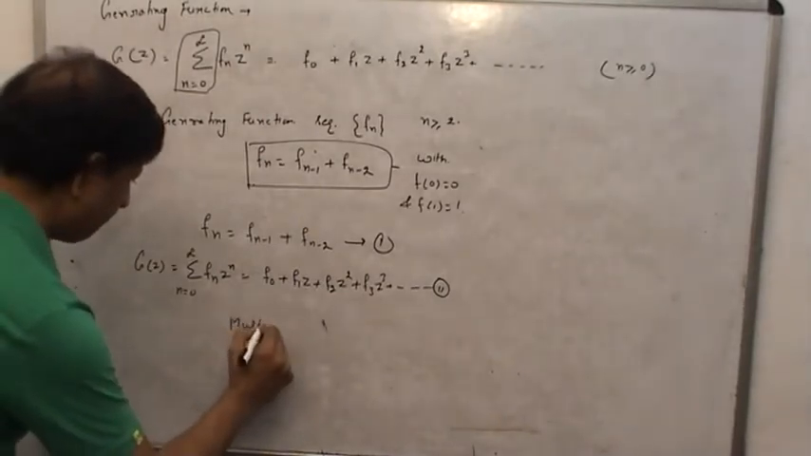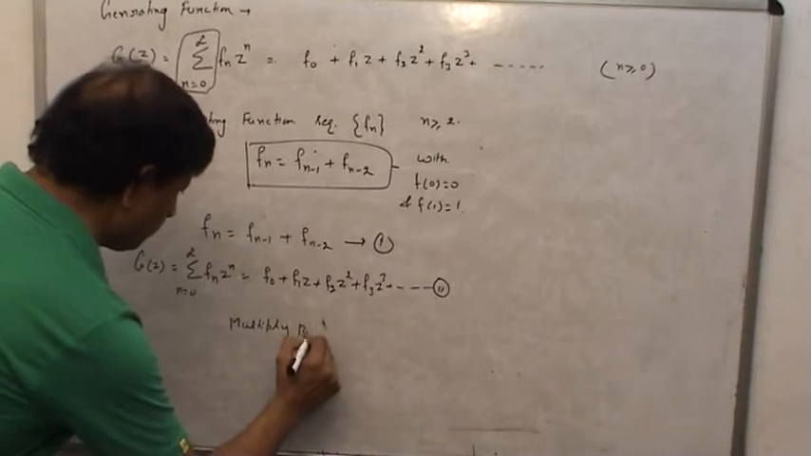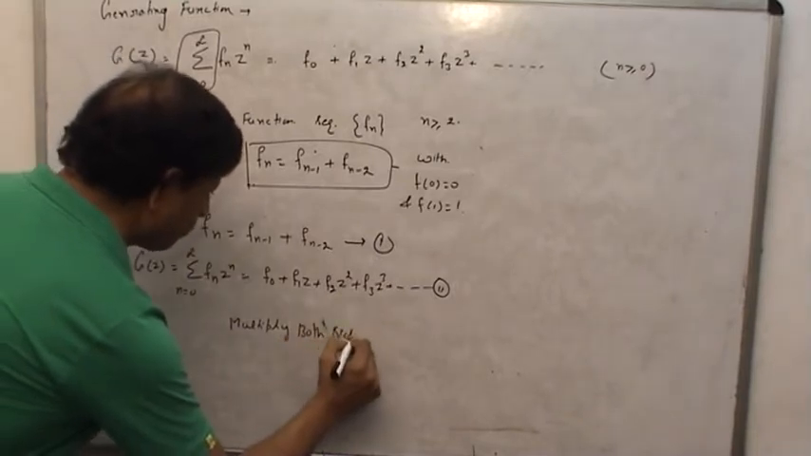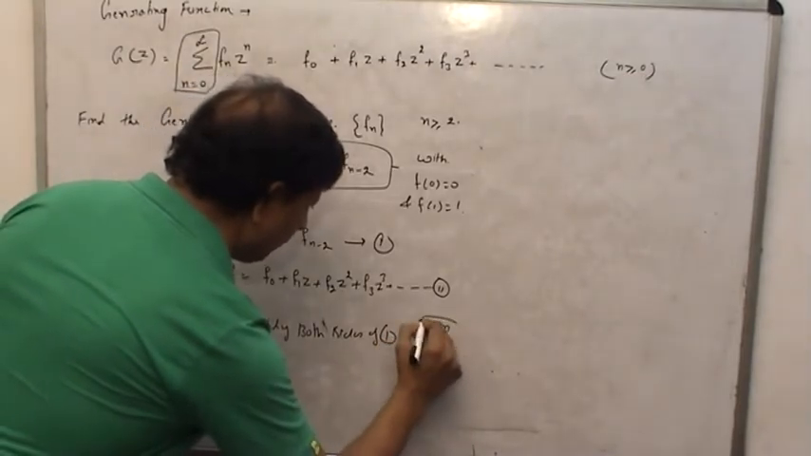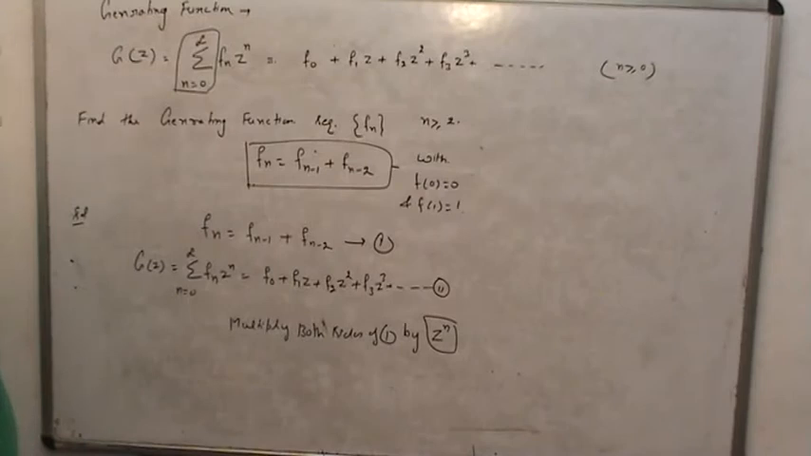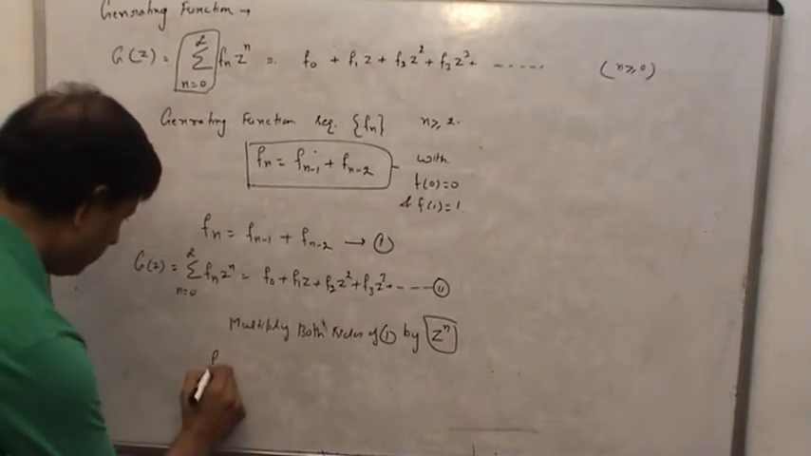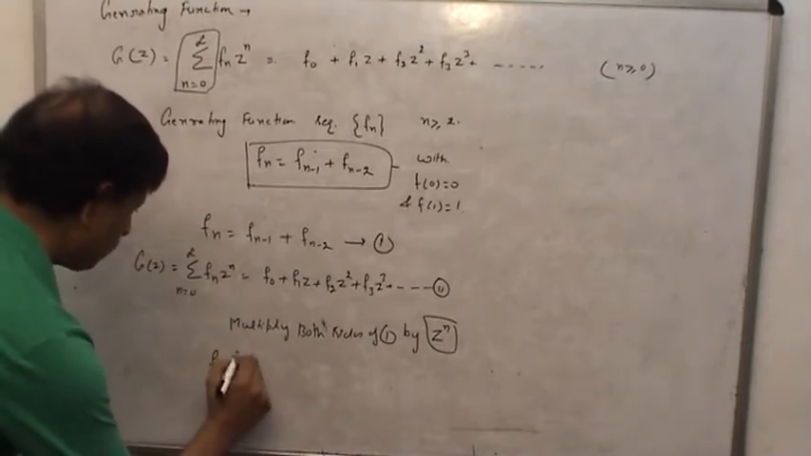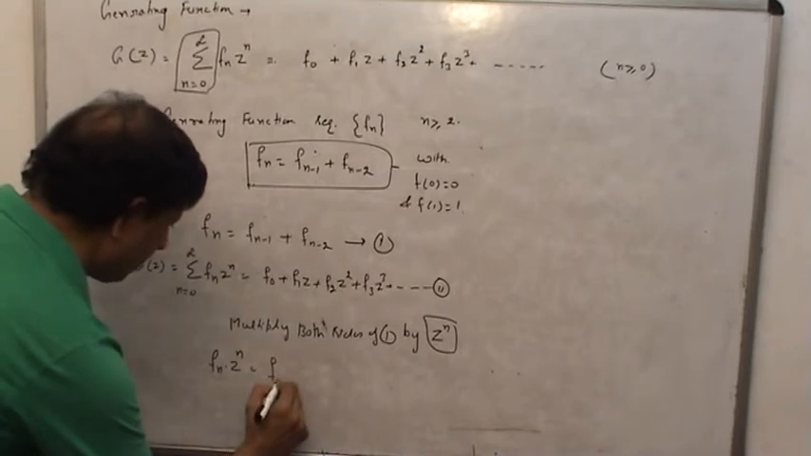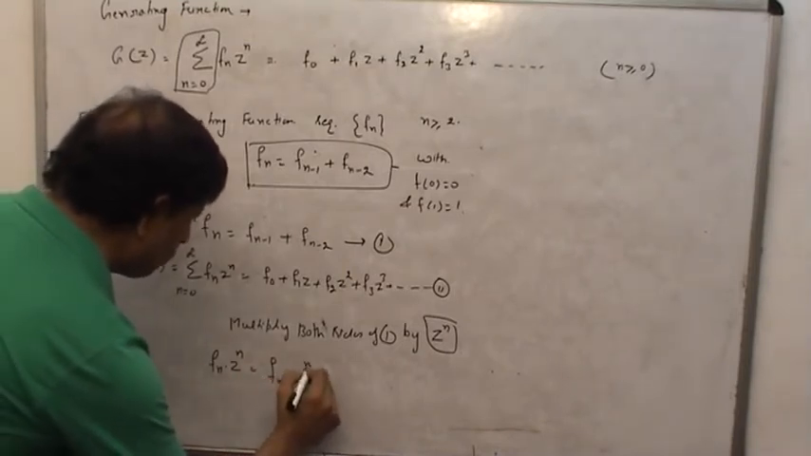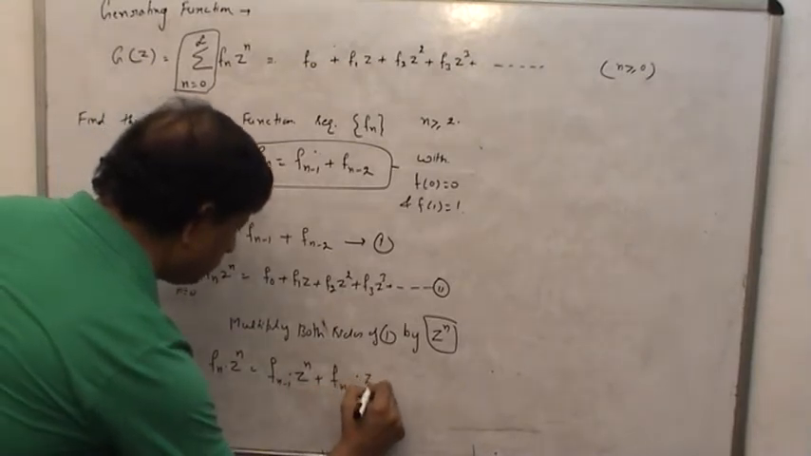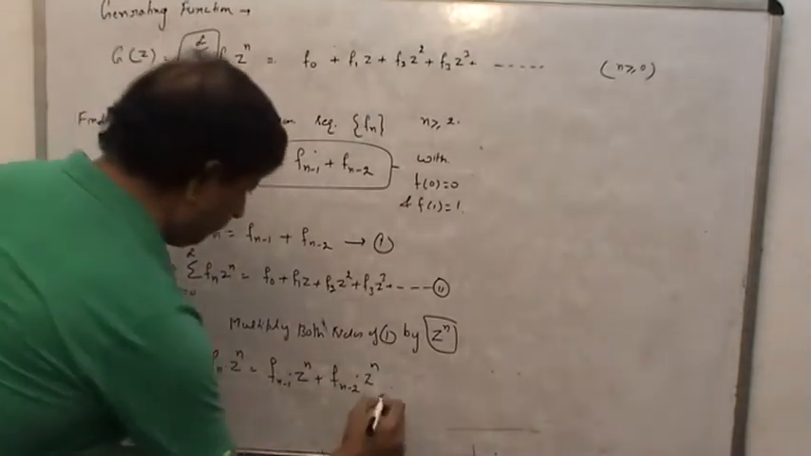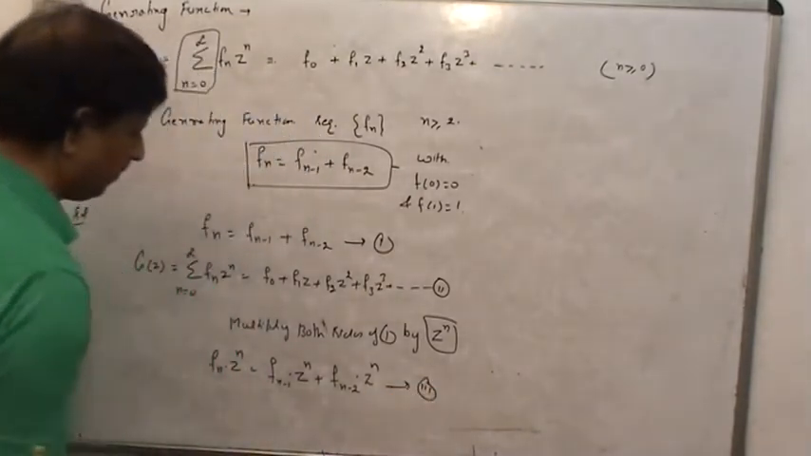Multiply both sides of 1 by z raised to the power n. Always we multiply both sides of 1 by z raised to the power n. Then what we get? It is f_n into z raised to the power n equals f_(n-1) into z raised to the power n plus f_(n-2) into z raised to the power n. Take it as number 3.